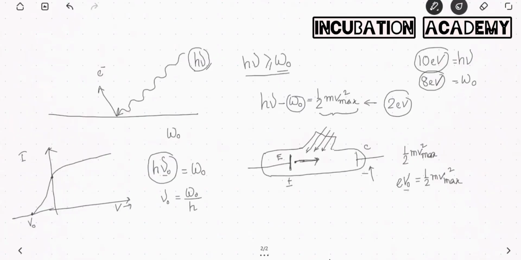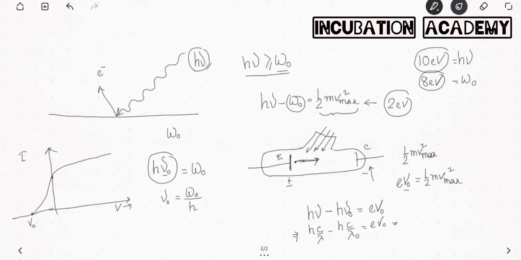So in this expression, h nu minus w naught can sometimes be placed as h nu naught, and half m v max square can be placed as e V naught. If you know that nu equals c by lambda, then you can say it is h c divided by lambda minus h c divided by lambda naught equals e into V naught.